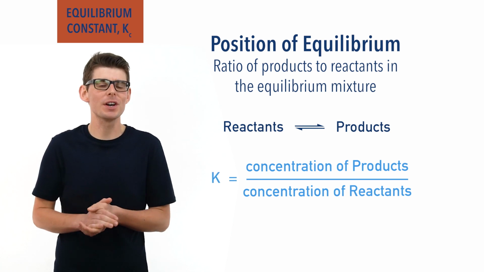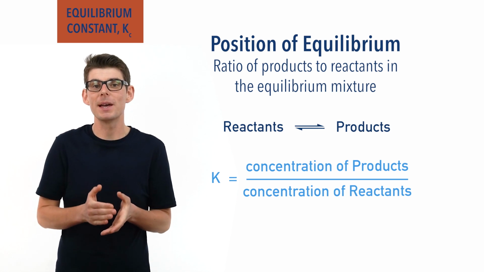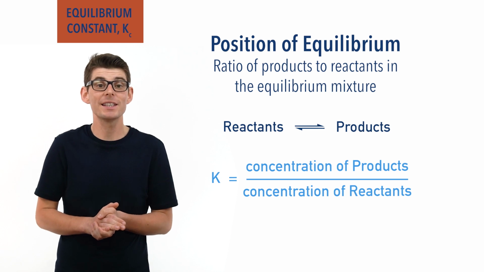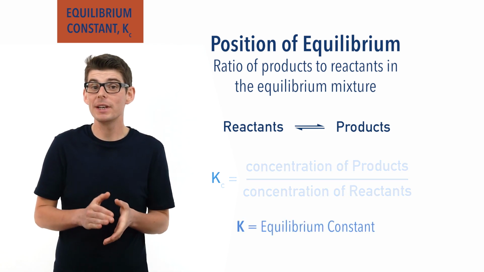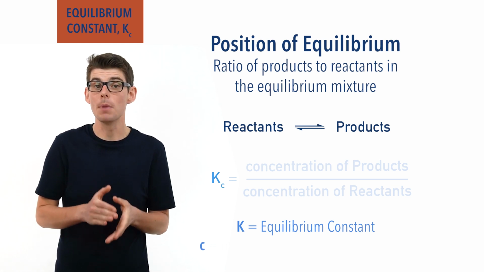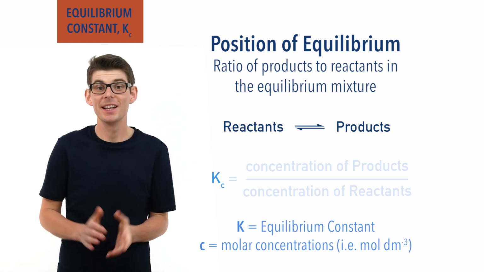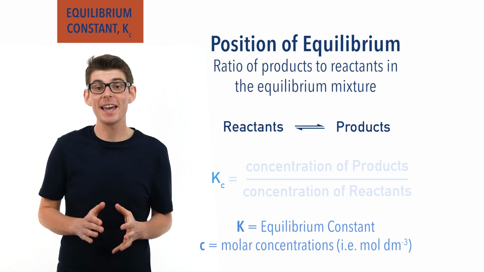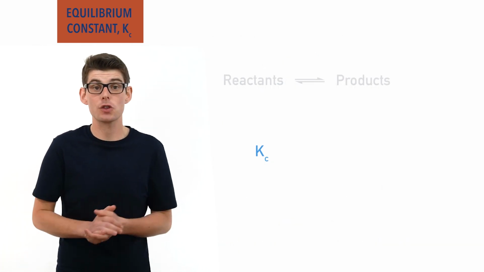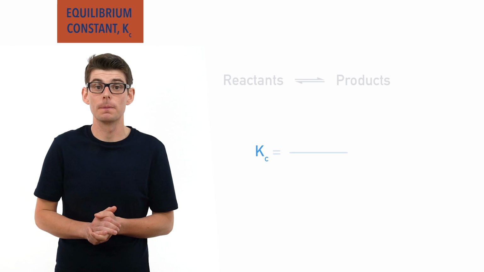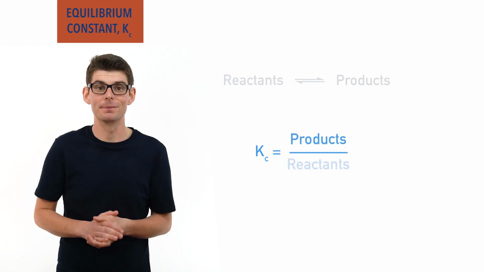There are several different types of equilibrium constant, but the most general one used is based on molar concentrations and is called Kc. The K stands for equilibrium constant, and the little c means it's based on molar concentrations of substances in the equilibrium mixture. Like all equilibrium constants, Kc is a ratio of products compared to reactants in the mixture, essentially a fraction. Products go on the top of the fraction and reactants on the bottom.